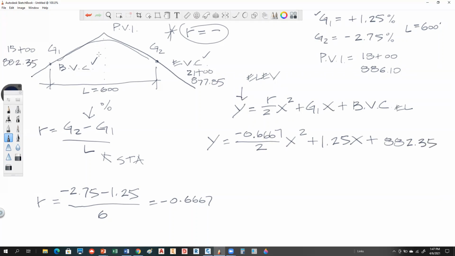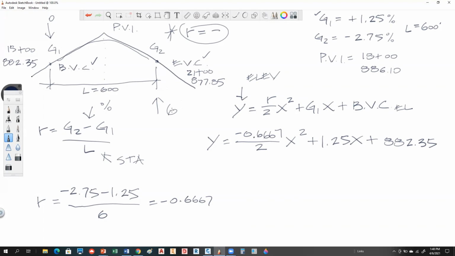And for this parabola, it's only good for stations here, which x, at this point, x is equal to 0. And at this point, x is equal to 6. Because x is always the distance from the BVC to wherever you are on your parabola, and your parabola isn't bigger than 6 stations long. Okay, does everybody see that?